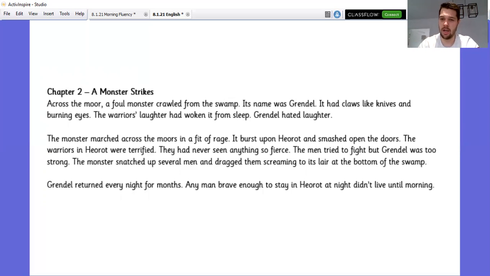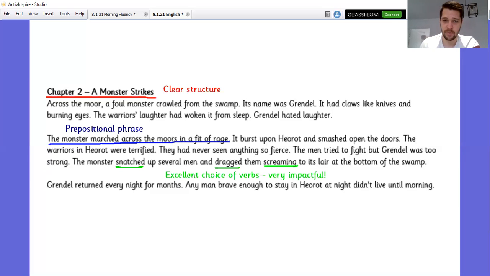Again, I slowed down my reading at the end there because it's dramatic, it's creating suspense. You really want the reader to hear those certain words. Any man brave enough to stay in Heorot didn't live until the morning. They all died. The monster took them all back to its lair.